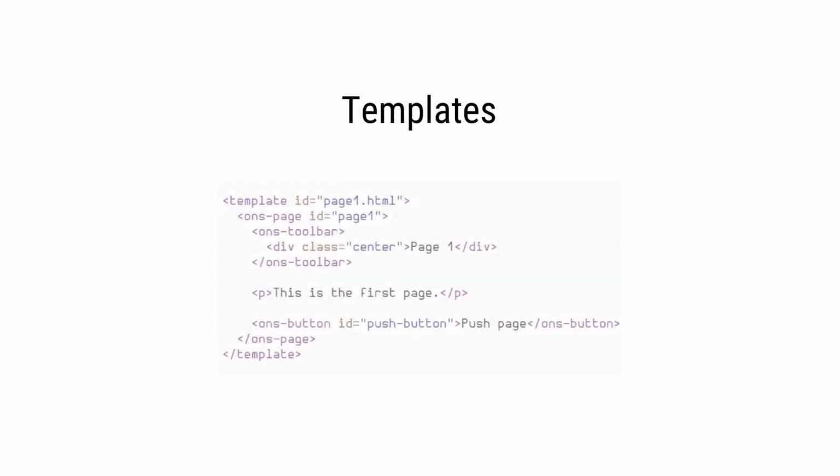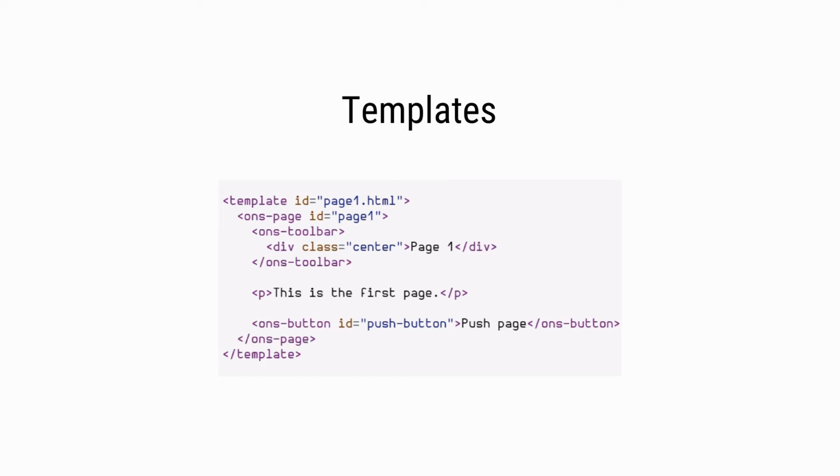So now that we have a page created, the natural next question is how do you manage and integrate additional pages for more complex apps? In Onsen UI, multiple pages can be achieved by defining multiple ons-page components. In order to create multiple pages, we need to understand the concept of template.